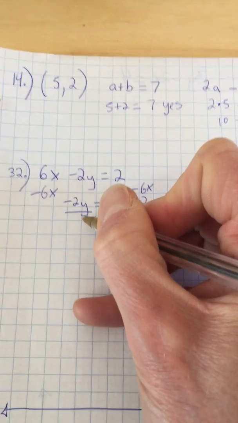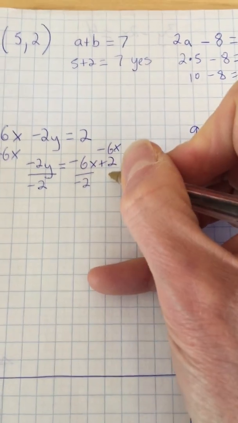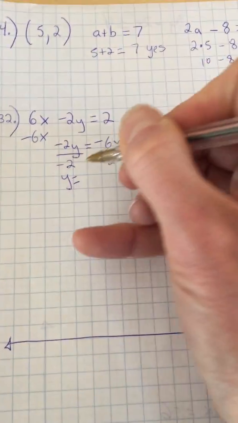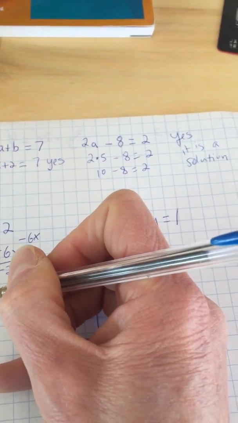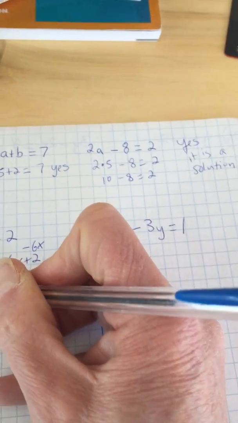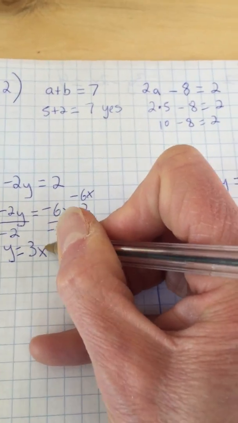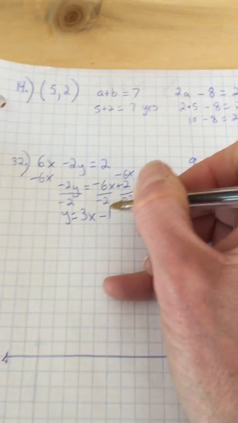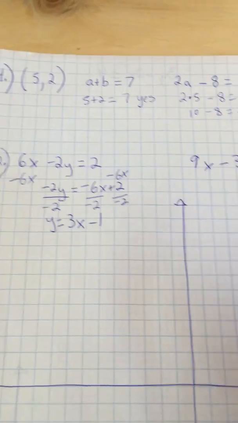Now in order to get this y alone, I'm going to divide by negative 2, but then I have to do it to everything. So that's going to leave me with my y alone. And then it's going to leave me with a positive, because a negative 6 divided by a negative 2 is going to give me the positive 3x. And then it's going to be a negative 1. So y equals 3x minus 1.